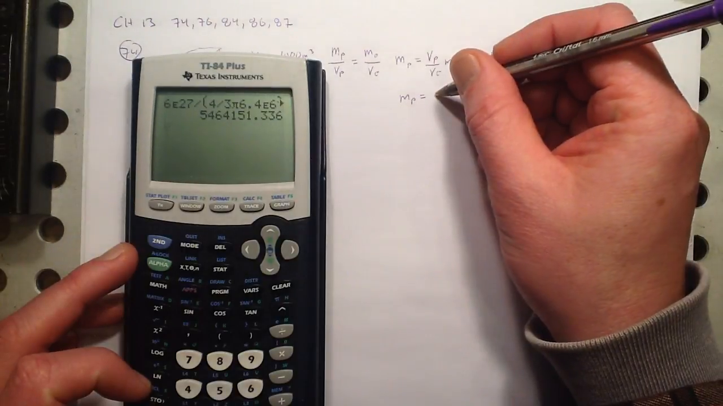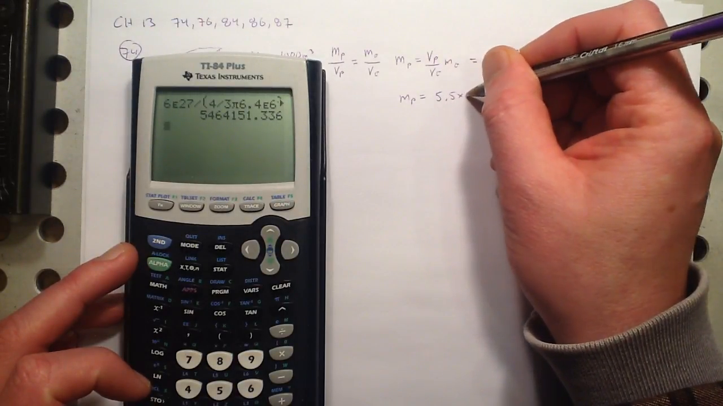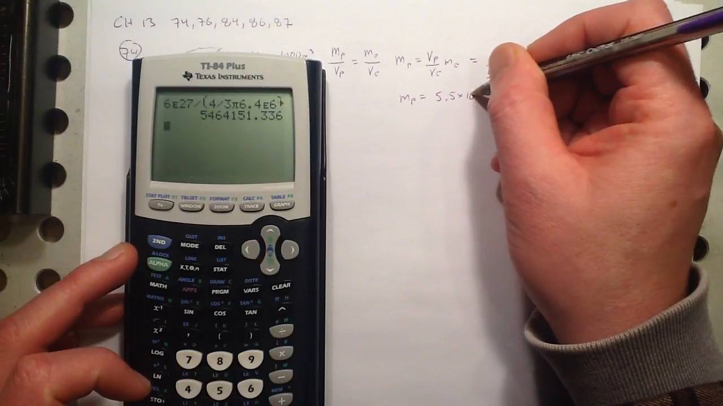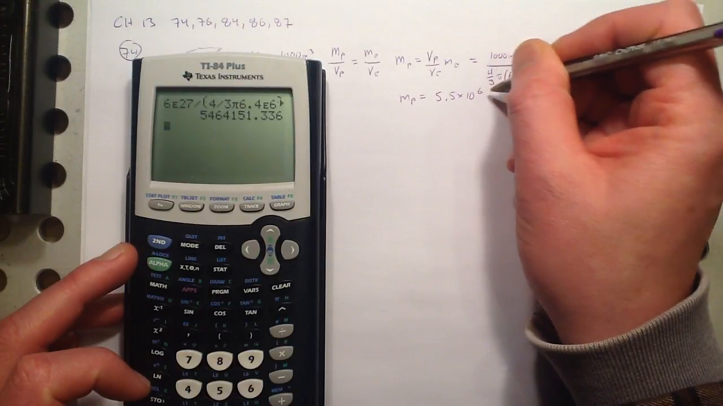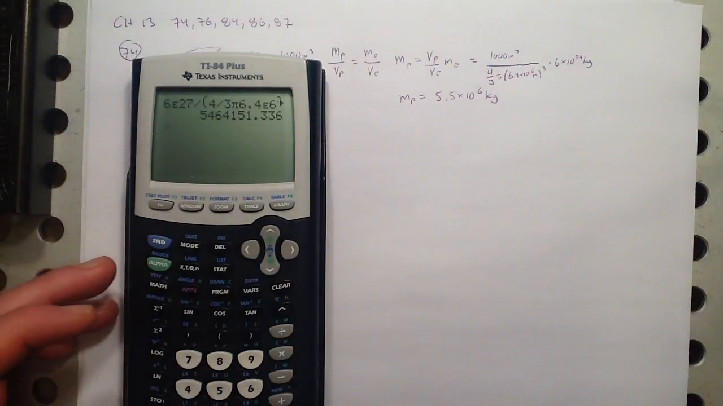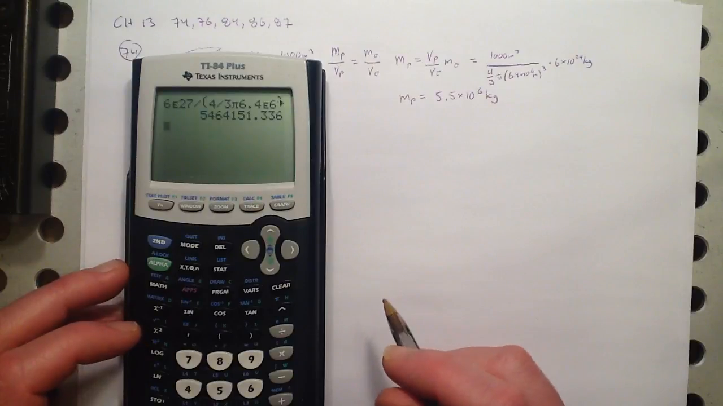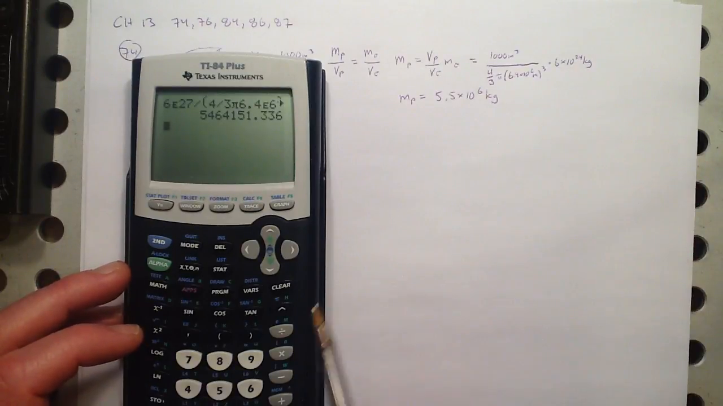So the mass of his planet is about 5.5 times 10 to the 6th kilograms. Pretty massive. 5.5 million kilograms. But that's just a tiny shade of that, right?